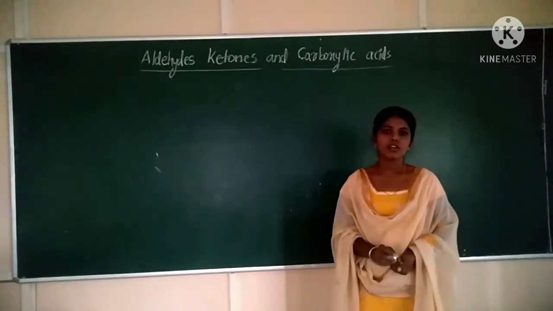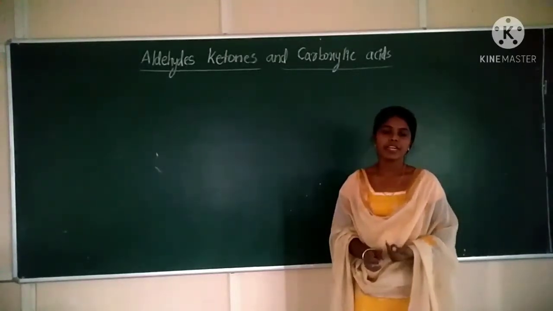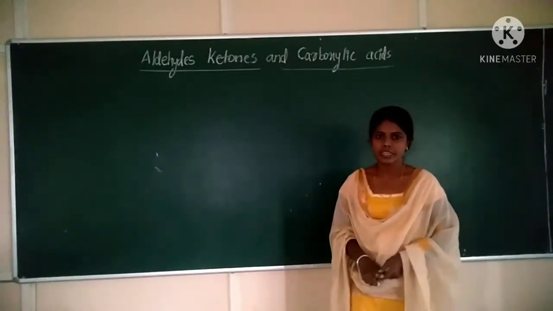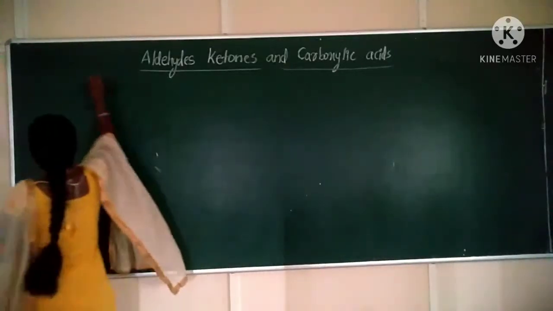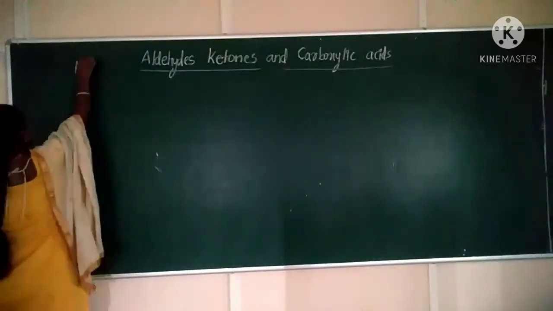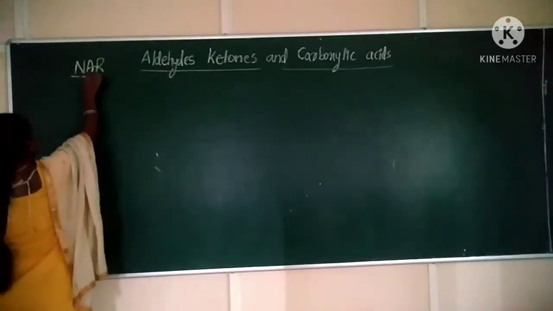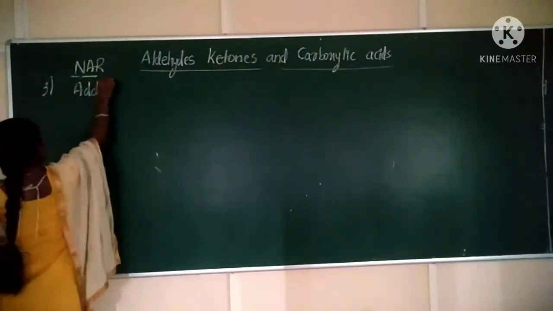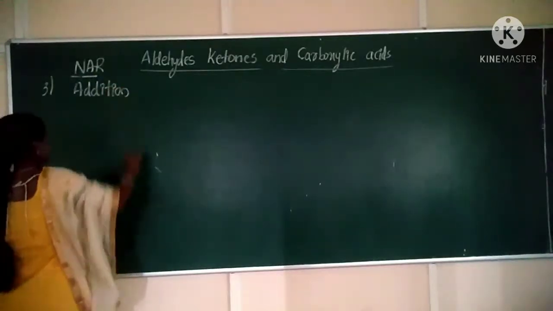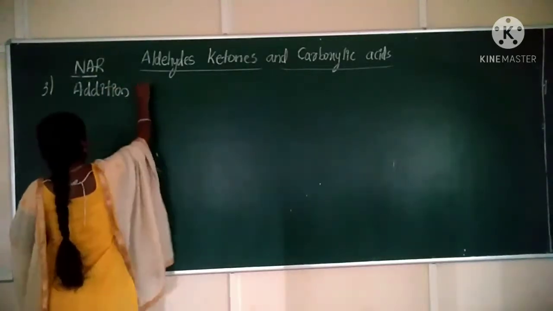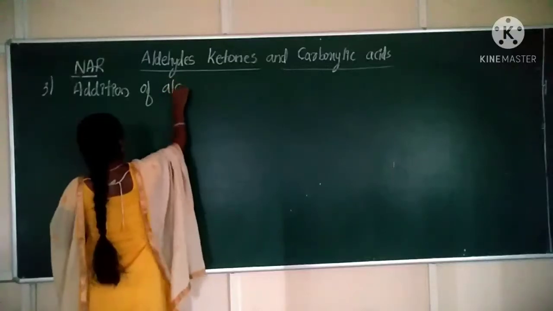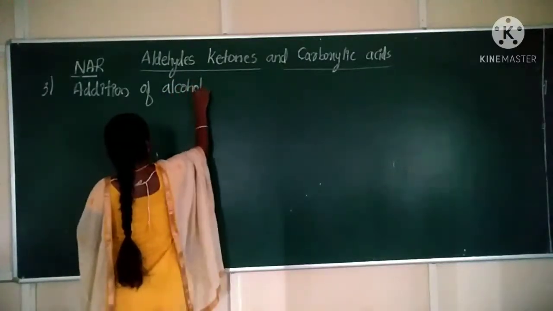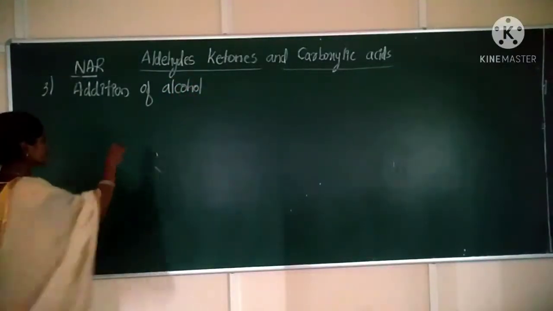Addition of alcohol to a what? Aldehyde or ketone. Addition of alcohol to an aldehyde. Clear? Third reaction under nucleophilic addition reactions. Third one is addition of alcohol. Clear? Okay.